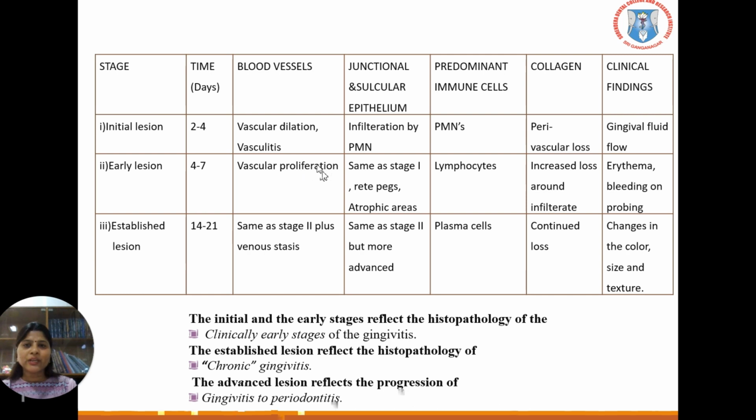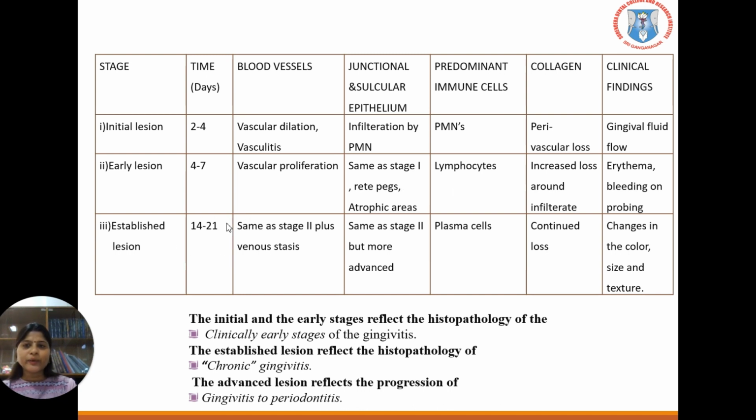Then in the early lesion, that is 4 to 7 days, the vessels proliferate. Along with vasodilatation, there is proliferation of the vessels. Changes are seen as those in stage 1, along with more atrophic areas. Lymphocytes are the predominant cells. There is increased loss around the infiltrate, and clinically we will see red, erythematous gingiva. Bleeding on probing is present.